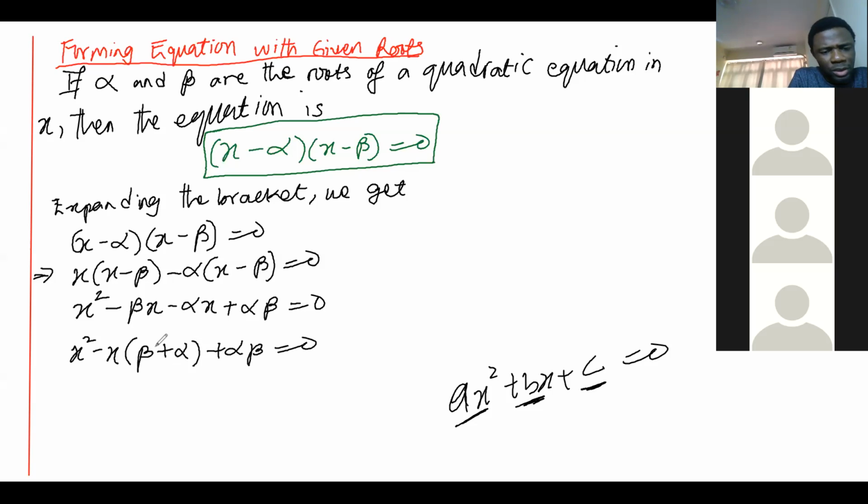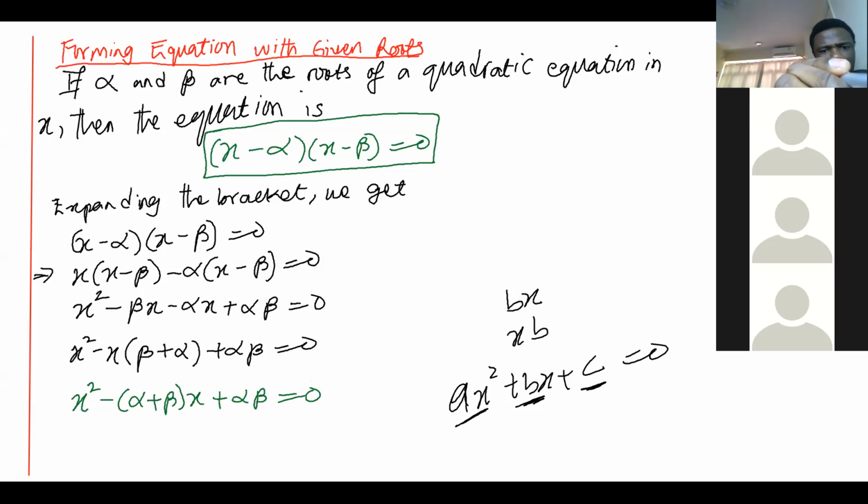Now this is addition. It doesn't matter which one comes first. So we're just going to arrange in alphabetical order. And also, we do not write xb, rather we say bx. So the x is always on the right. So because of that, we're going to write x squared minus alpha plus beta x plus alpha beta equals 0. Agreed?